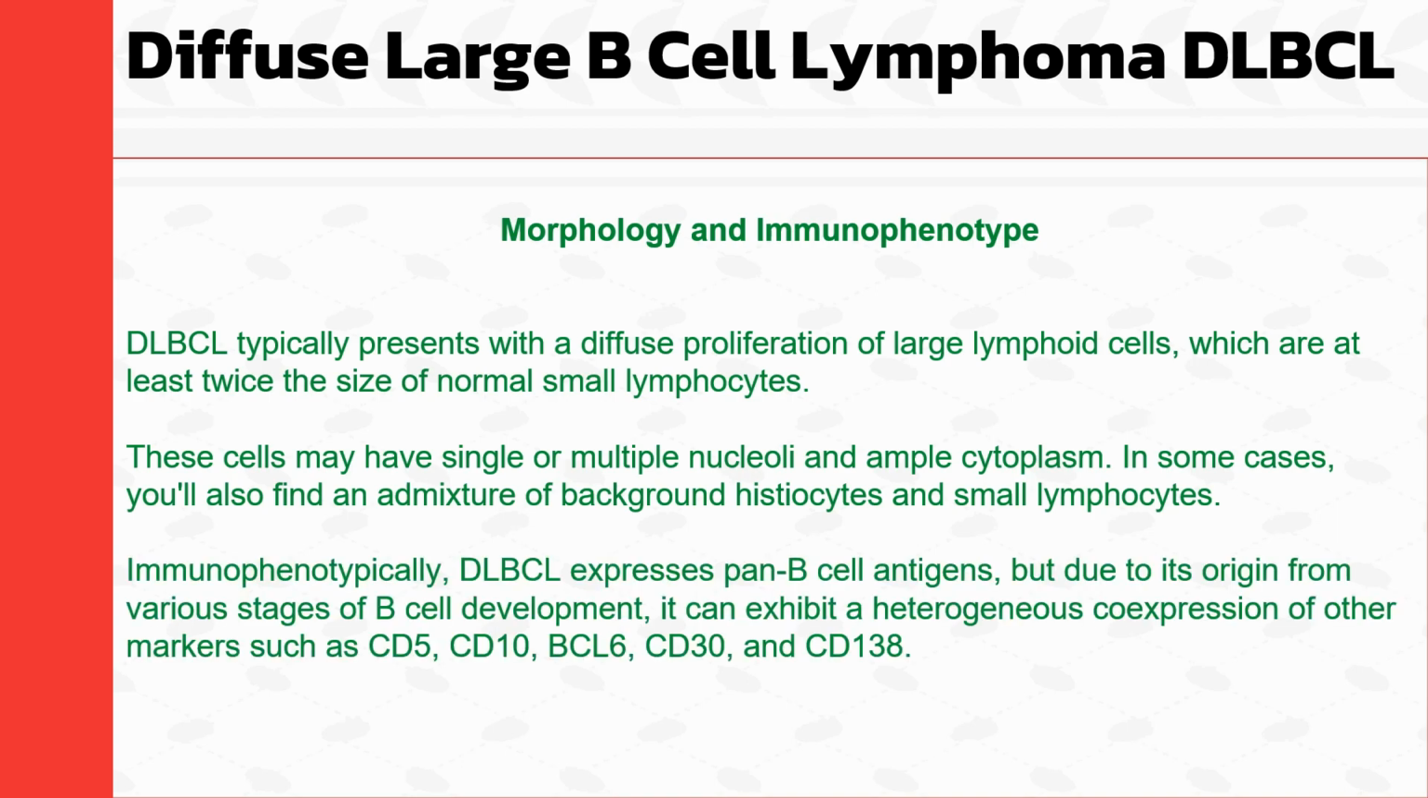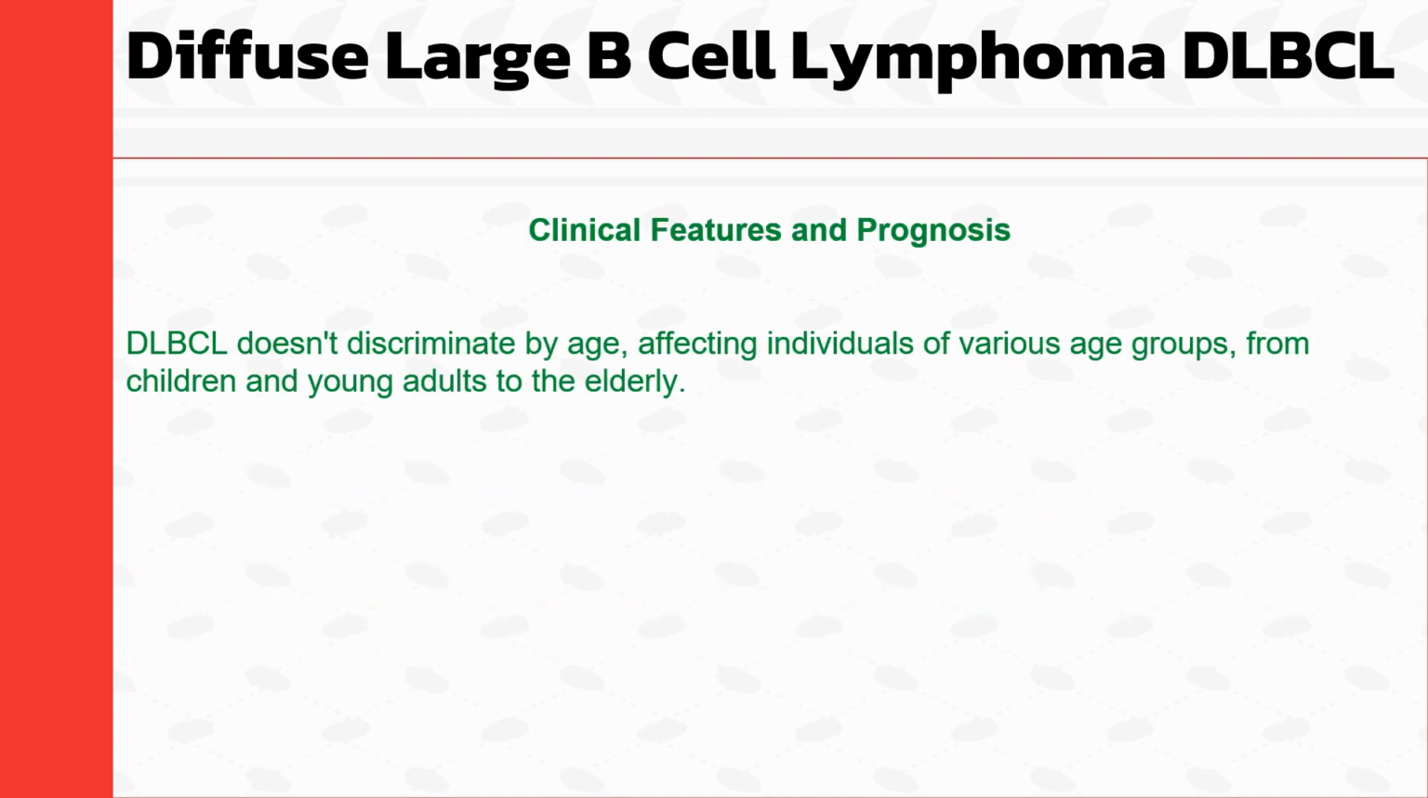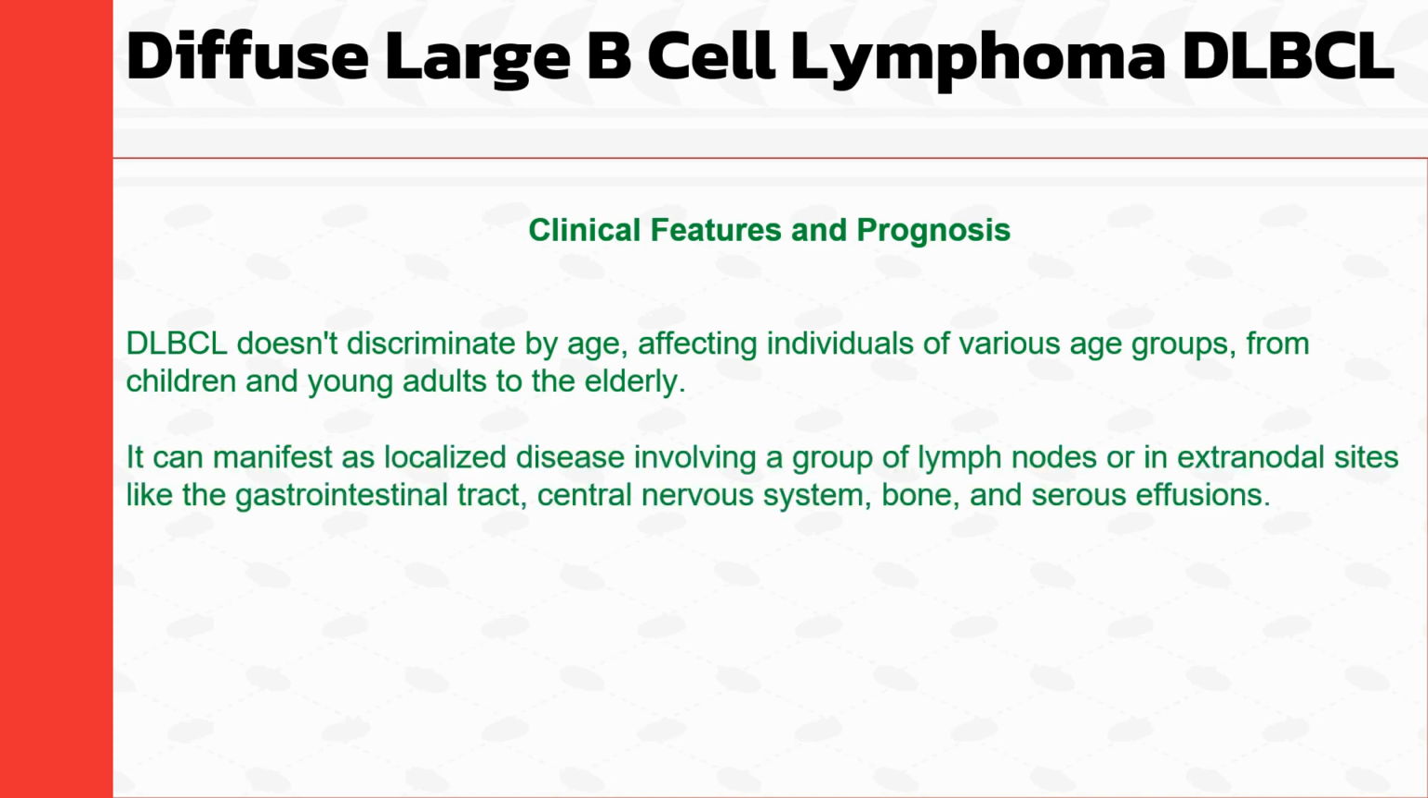Immunophenotypically, DLBCL expresses pan-B cell antigens, but due to its origin from various stages of B-cell development, it can exhibit a heterogeneous co-expression of other markers such as CD5, CD10, BCL6, CD30, and CD138. DLBCL doesn't discriminate by age, affecting individuals of various age groups, from children and young adults to the elderly. It can manifest as localized disease involving a group of lymph nodes or in extranodal sites like the gastrointestinal tract, central nervous system, bone, and serous effusions.